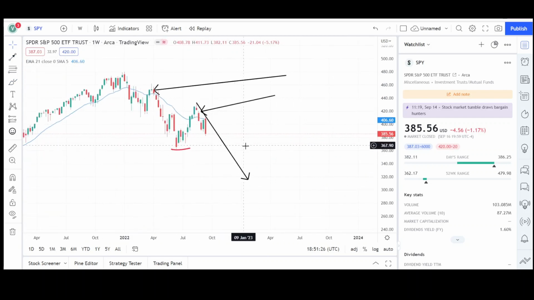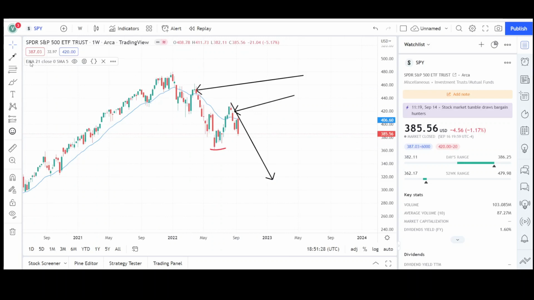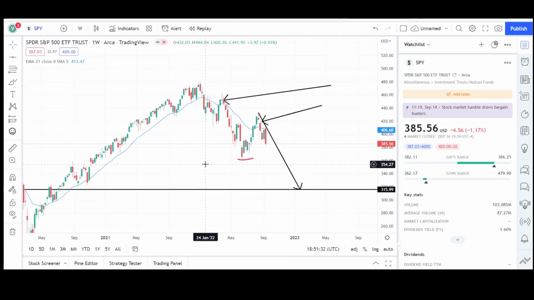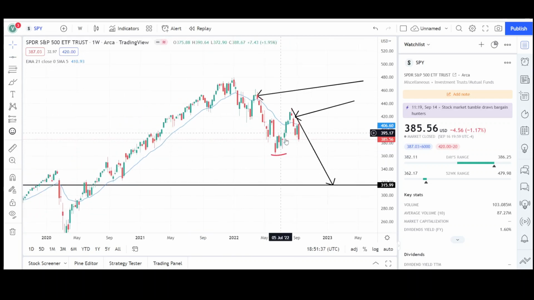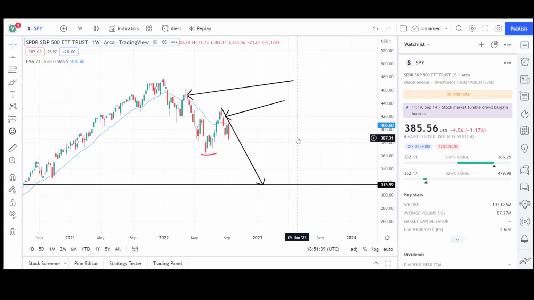So basically everything still looks bearish. I would not be trying to buy anything right now, even though everything is kind of cheap. Better just to wait in cash. Me personally, that's what I'm doing, and eventually you will have another opportunity to buy again. So that's all I have for the SPY.